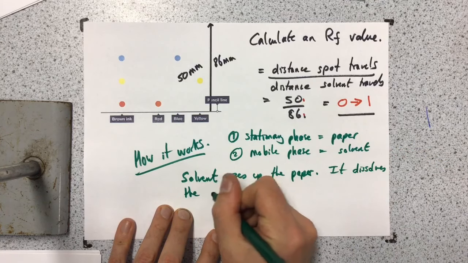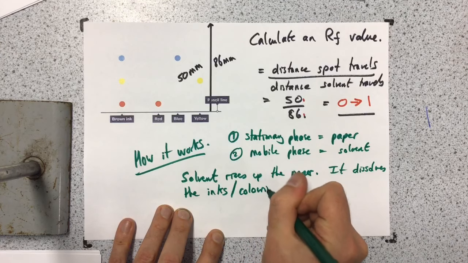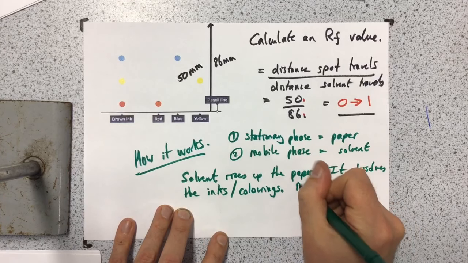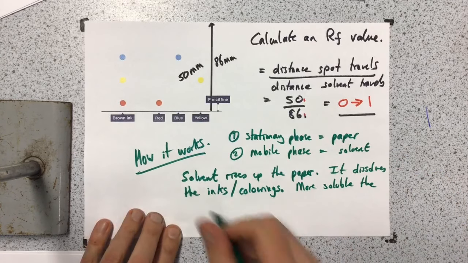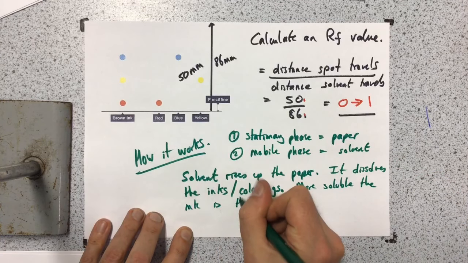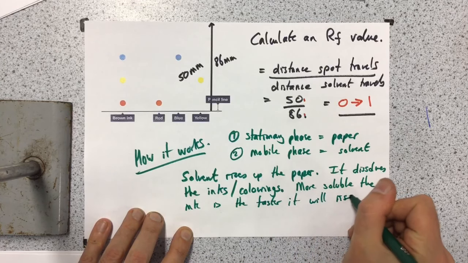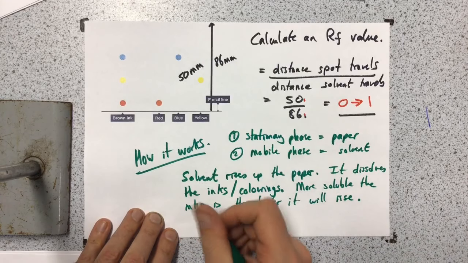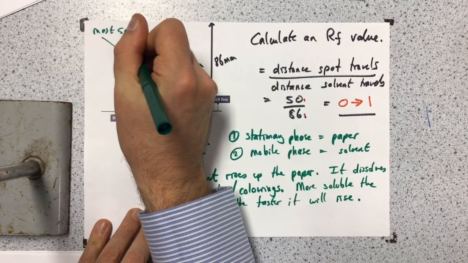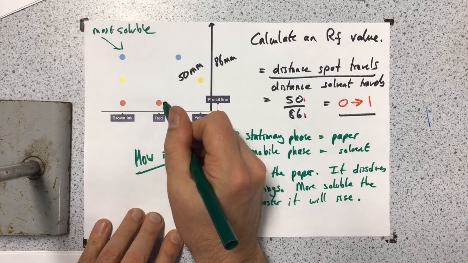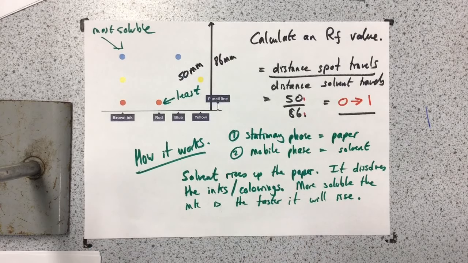it, could be inks or colorings. Right? The more soluble the ink is, the faster it will rise up the paper. Okay, so we end up with the most soluble at the top and the least soluble at the bottom.